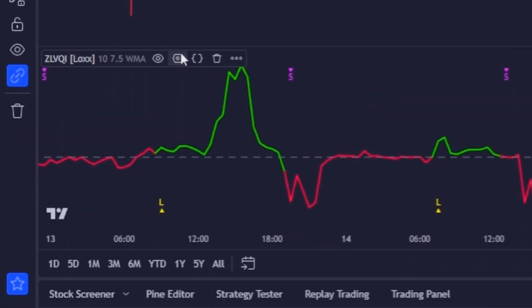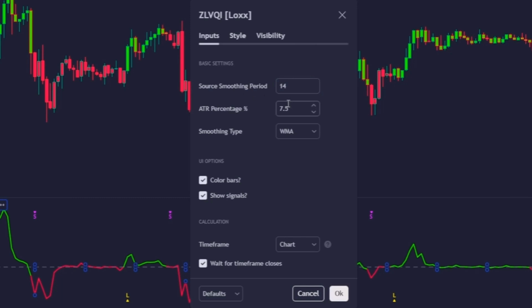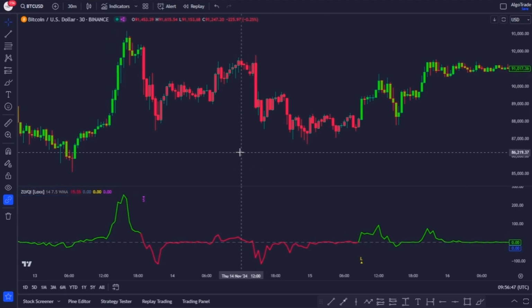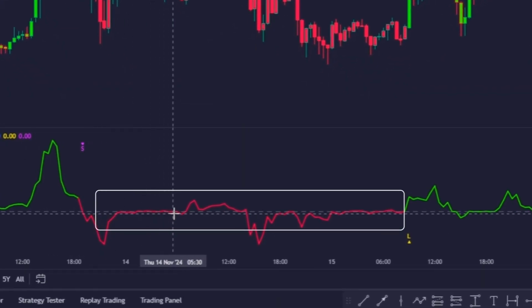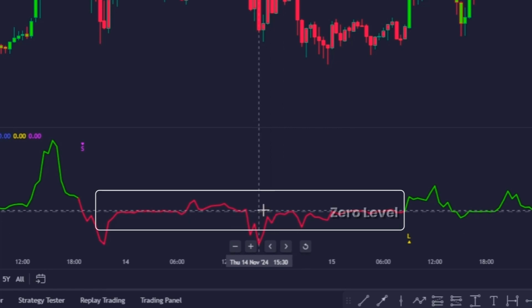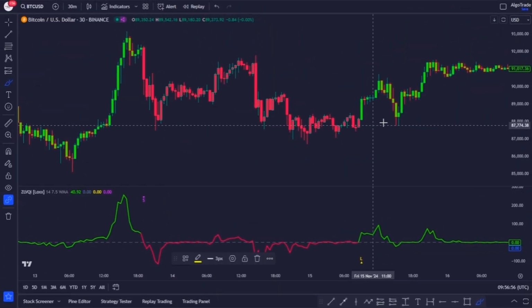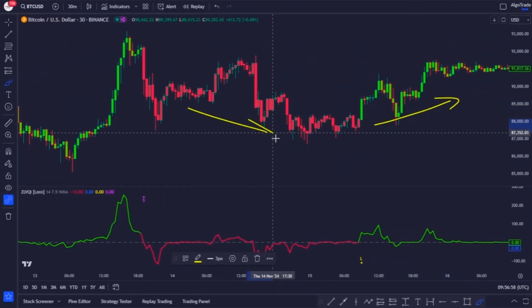For the settings, I will use 14 for the smoothing period and 7.5 for the type. As you can see, this indicator is displayed as a histogram with a line that oscillates around the zero level, giving us these long and short signals that we will use to enter in trades.